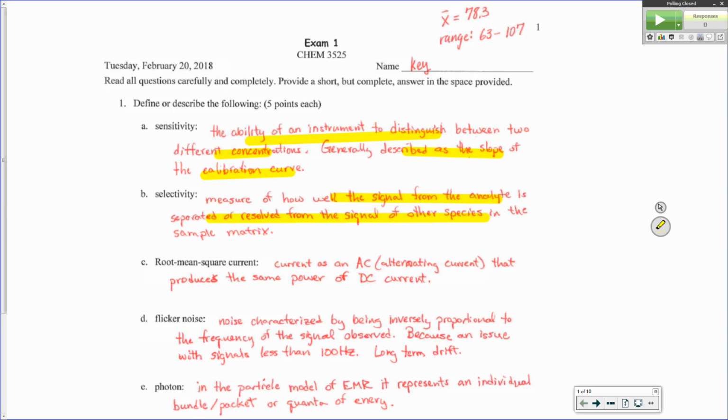Root mean square current is a current of an AC that produces the same power as an equivalent DC circuit. Flicker noise is a noise characterized as being proportional to 1 over the frequency of the signal observed, and it becomes an issue with low frequency signals, something less than 100 hertz, and long-term drift, just as we usually think about it.